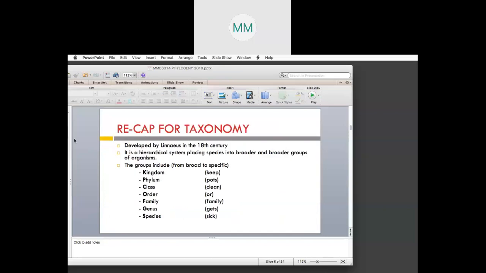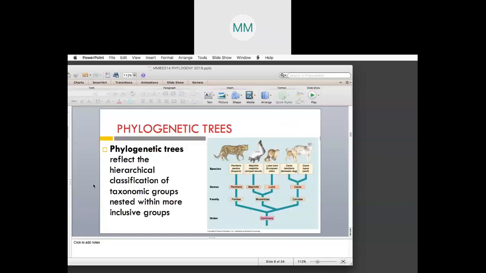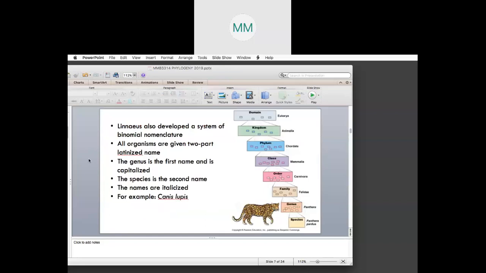Faham ya? So if you have a more recent common ancestor, you are more related. If you have a least recent ancestor, you are least related. So here, the fact that they share a more recent common ancestor, they are more related. The fact that the European otter and the domestic dog share an ancestor here, so they are least related. But for the striped skunk and otter, at this point, they definitely are more related because they share a common ancestor here. So that is what that point was talking about.